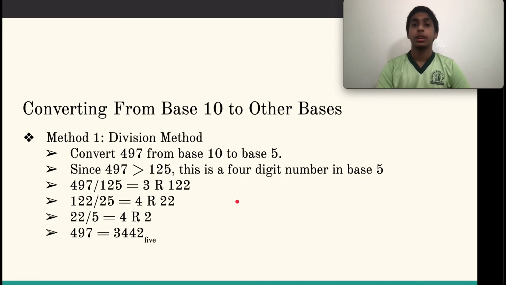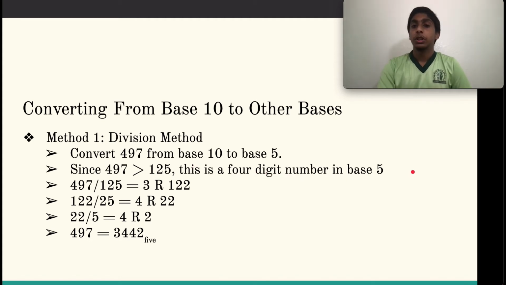Okay, so now let's see how we can convert from base 10 to other bases. Base 10 is your ordinary numbers that you see every day, but sometimes you'll be asked to convert to other bases. So method 1 is the division method. Convert 497 from base 10 to base 5. The first thing we do is find the power of 5 that is closest to 497 but not greater than it. Well, in this case, it's 125. 625 is greater than this, but 125 is not, so 125 satisfies our conditions. And this is 5 to the power 3.